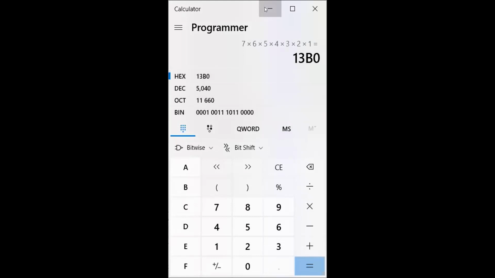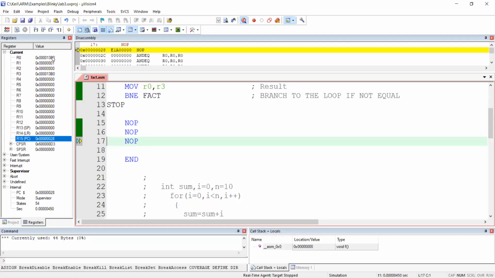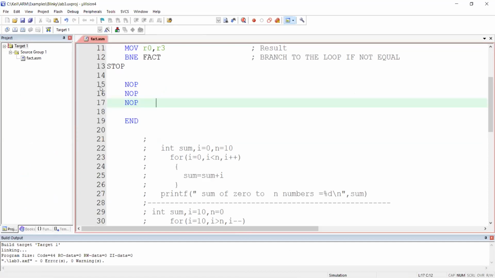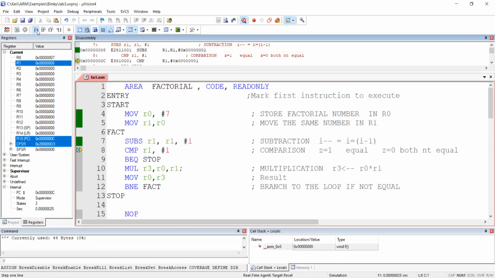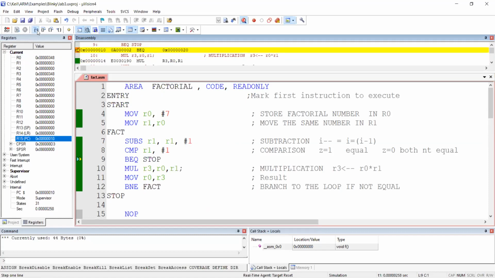Okay. Can you see the R0 answer? 13B0 here. Sir, it's still in the calculator. Yes, I have changed it now. Can you see now? 13B0. Okay, final answer in the R0. Please observe. Yes. Can you see now? 13B0 there.